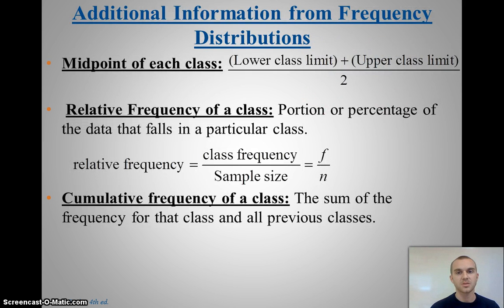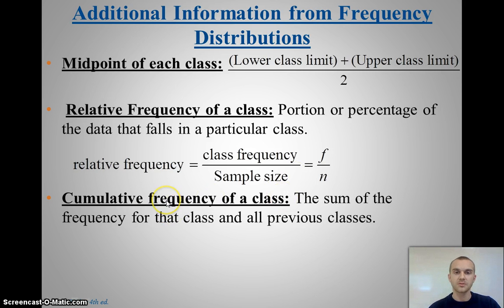Now there are some other attributes that we talk about with frequency distributions. We talk about the midpoint of a class, the relative frequency of a class, and the cumulative frequency. The midpoint of the class, we just take our two limits and divide by 2, and it tells us where the midpoint of each of those classes is. The relative frequency just tells us the percentage of the data that falls in a particular class. So what we do is we take that class's frequency and divide by the total number that we have for our sample.